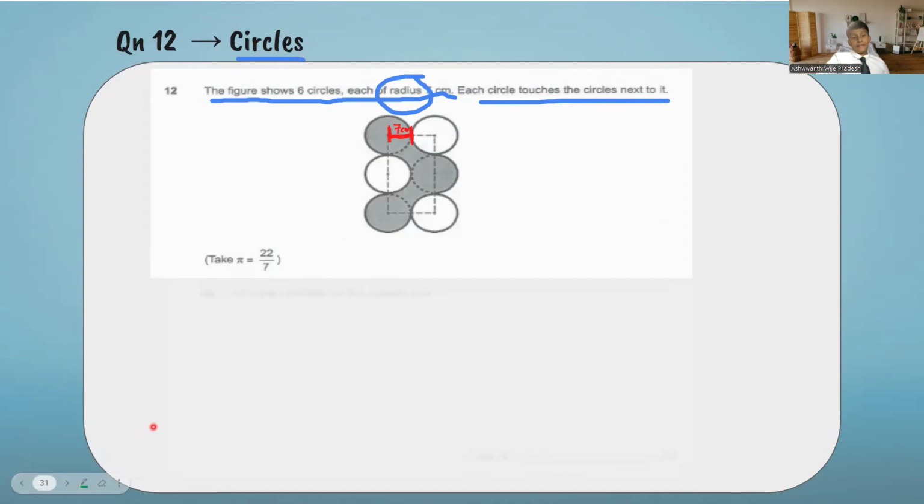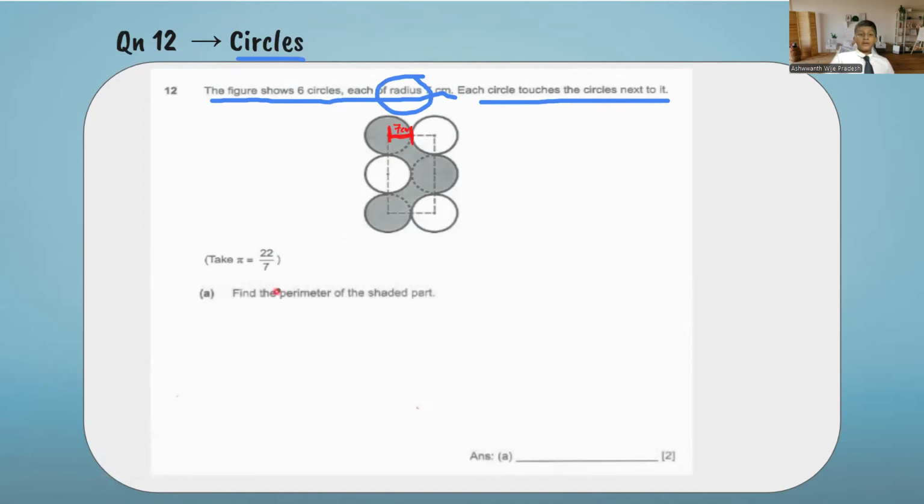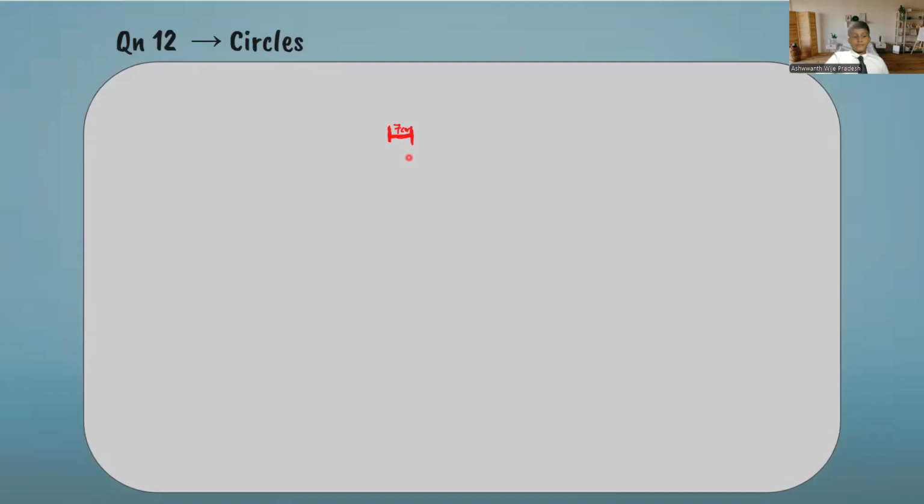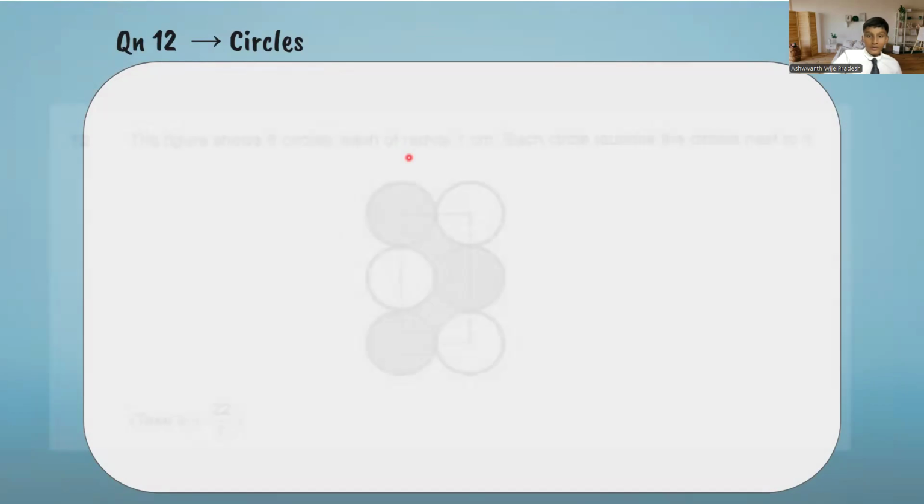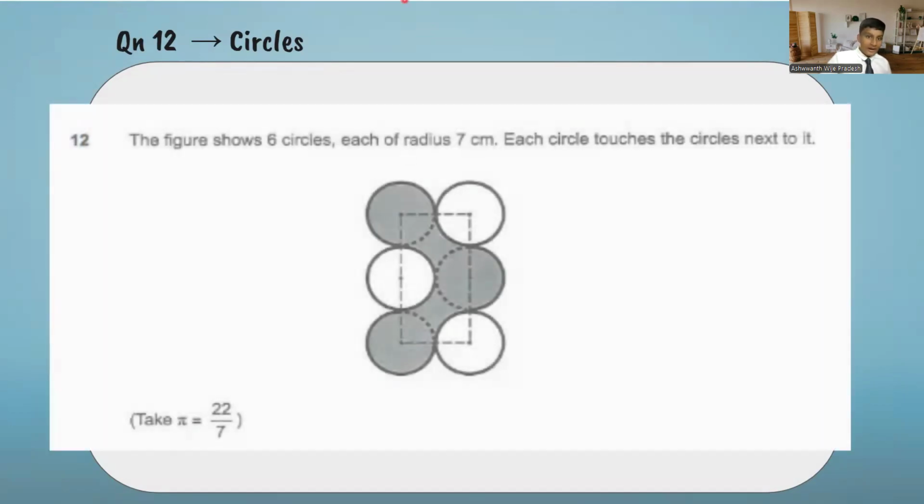Then let's read part A. Find the perimeter of the shaded part. So this requires a lot of visualization. So let's look into the diagram bigger. So this is the same diagram. Now let's zoom more into this. So they ask for the perimeter of the shaded part. So, can you show me which is the perimeter of the shaded part?